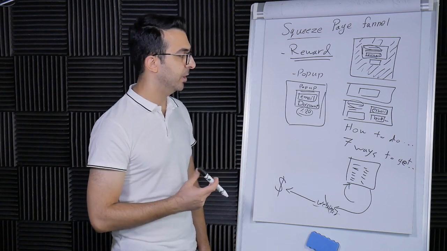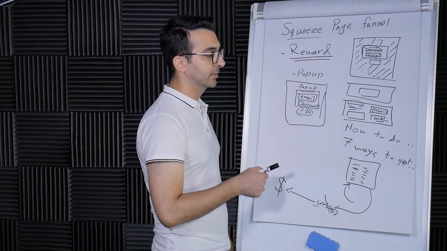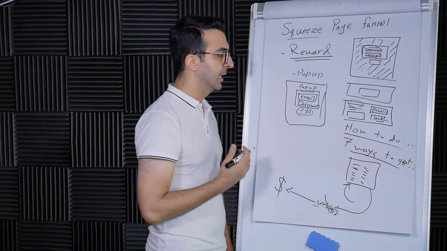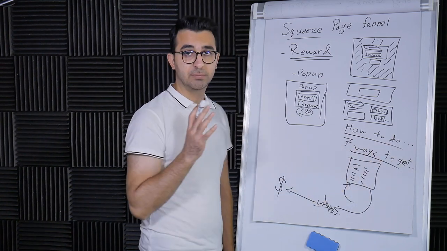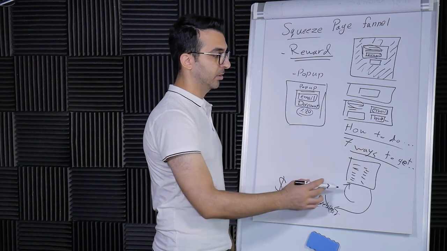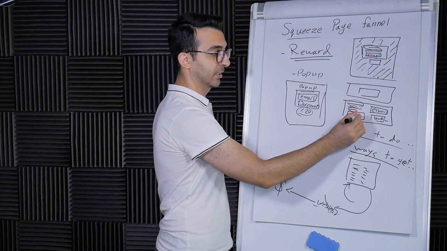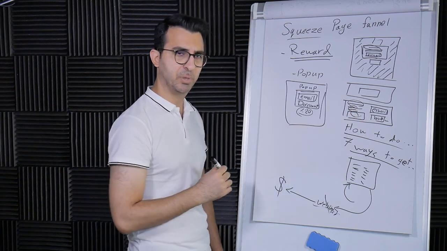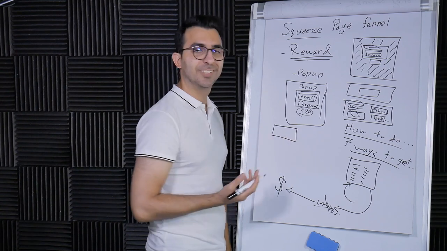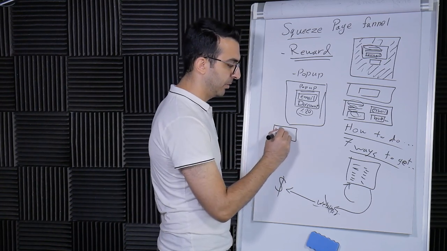So let's go deeper and talk about the other stuff. Right now, I mentioned just the titles. Also, the reward must be clear, so you can put the reward inside the title, inside the description, or inside the button here. Now let's talk about the button. Most people in general use, for example, sign up.